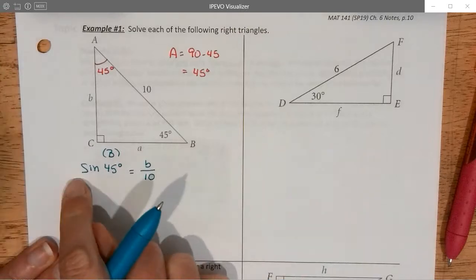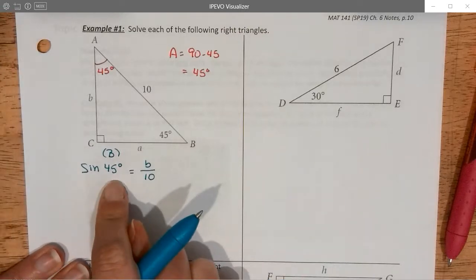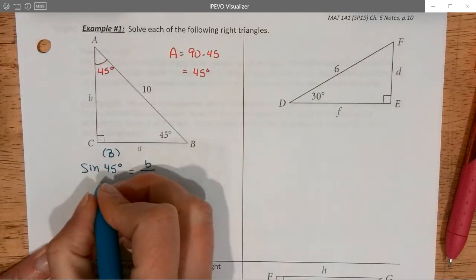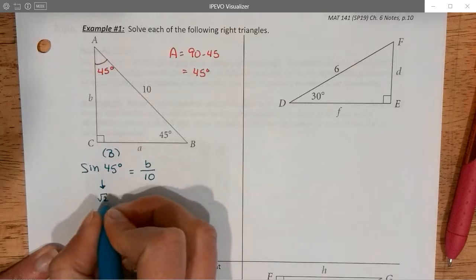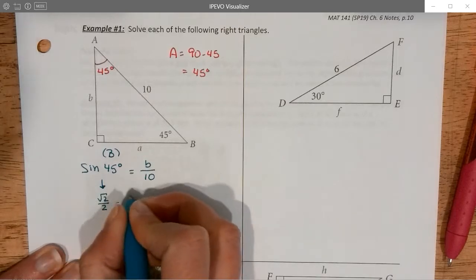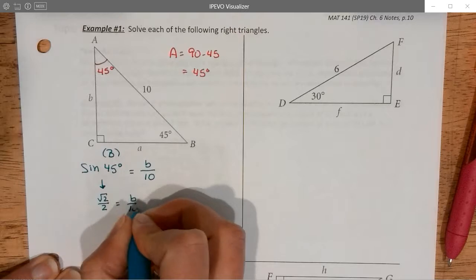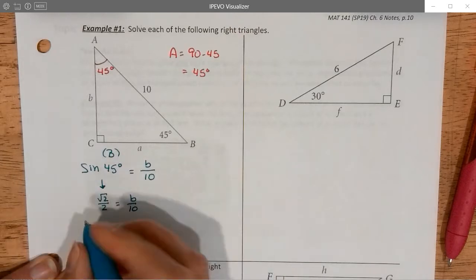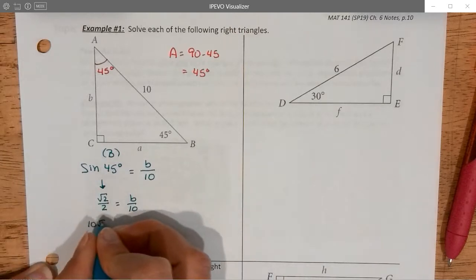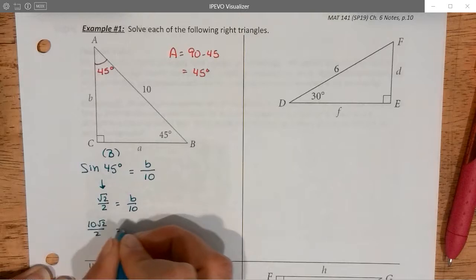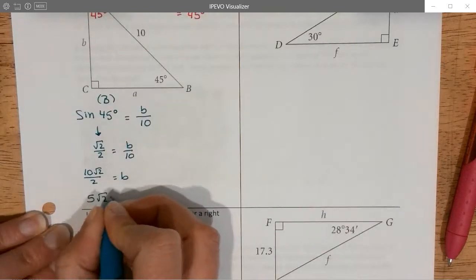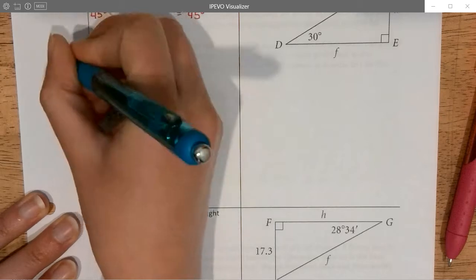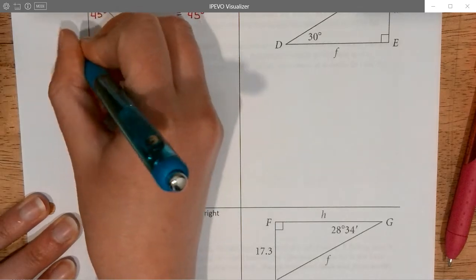Now, the sine of 45 is a known angle, so instead of getting a decimal here, I can calculate that exactly as the square root of 2 over 2. Then I can multiply both sides by 10, 10 square root of 2 over 2, or reduce that to 5 times the square root of 2. Okay, so b is 5 times the square root of 2.